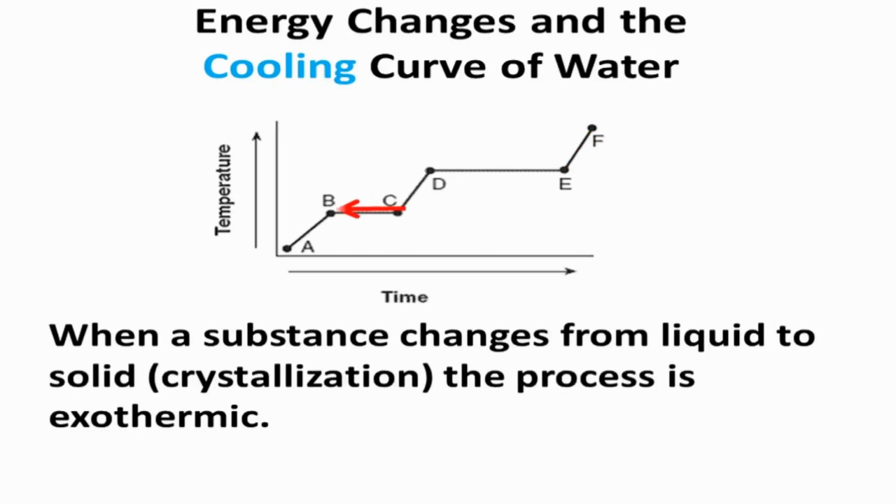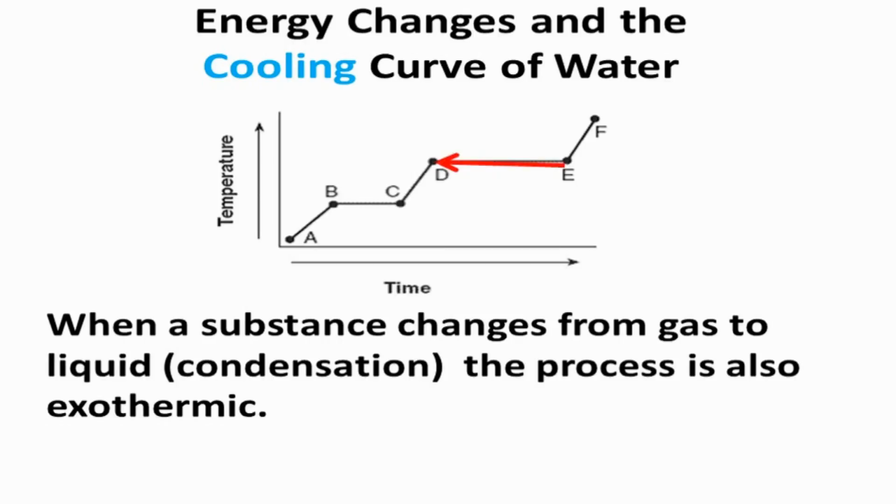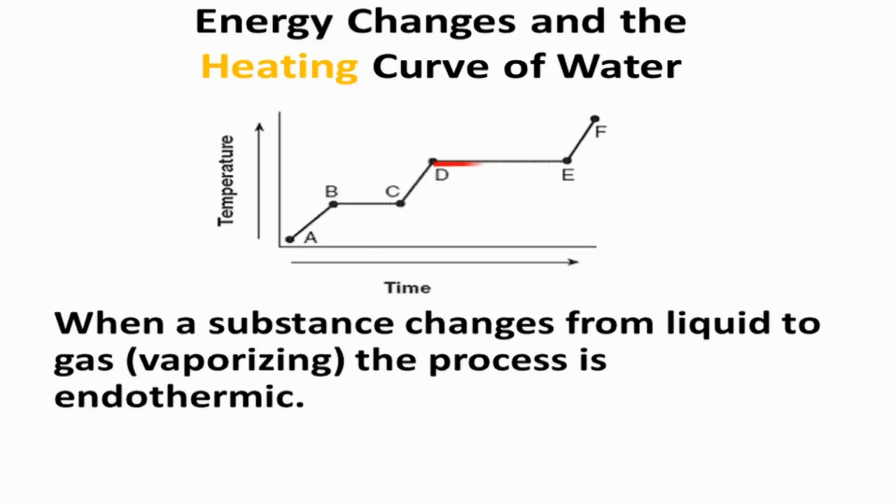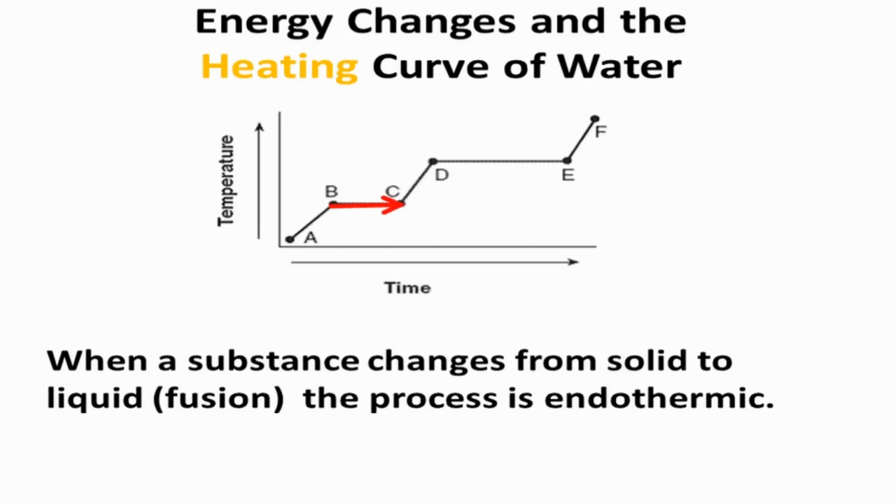This image represents the reverse, or the release of heat energy during a phase change known as crystallization. When a substance changes from a liquid to a solid, which is known as crystallization, the process is now exothermic. And when a substance changes from a gas to a liquid, which is known as condensation, the process is also exothermic. When a substance changes from a liquid to a gas or undergoes vaporization, the process is endothermic. And finally, when a substance changes from a solid to a liquid or undergoes fusion, the process is endothermic.